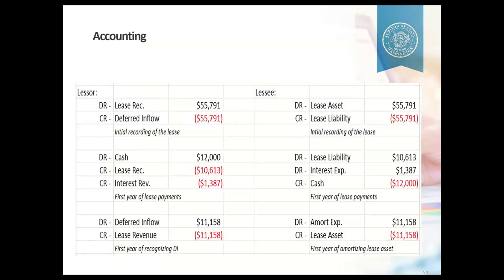Okay, we've got some numbers to work with, so let's look at the accounting. One thing, I don't expect this kind of symmetry in your accounting. This was the example we're using. But the lessor and the lessee don't necessarily end up with the same result. What if the lessor based their calculation of the lease receivable on an implicit rate from the contract, and maybe the lessee used their incremental borrowing rate and it was different.